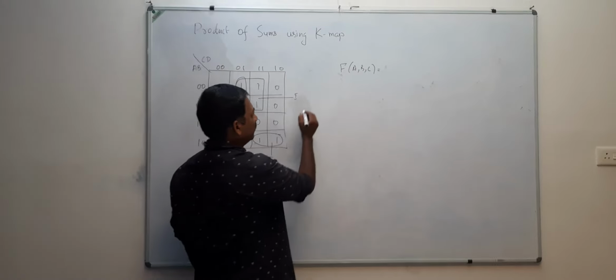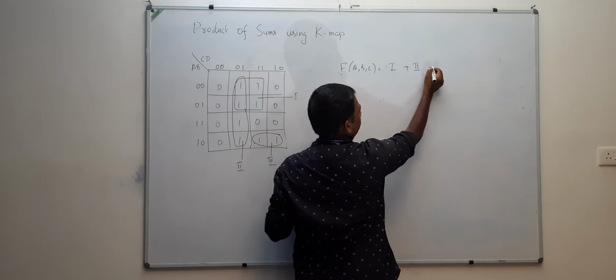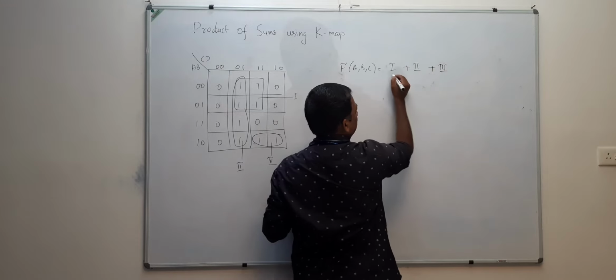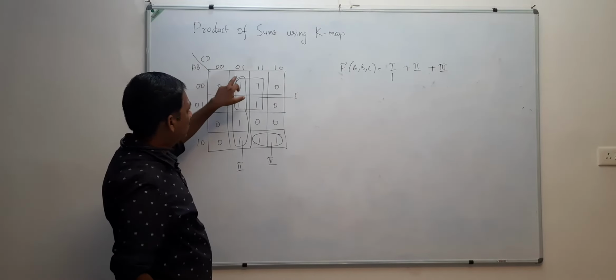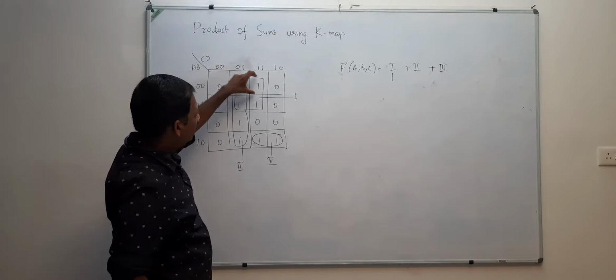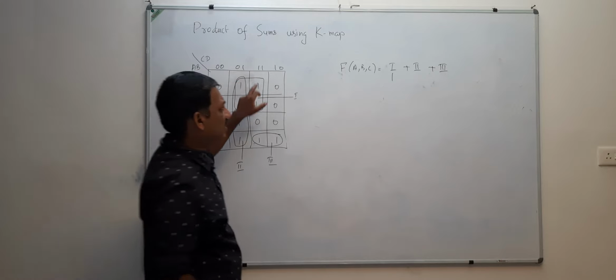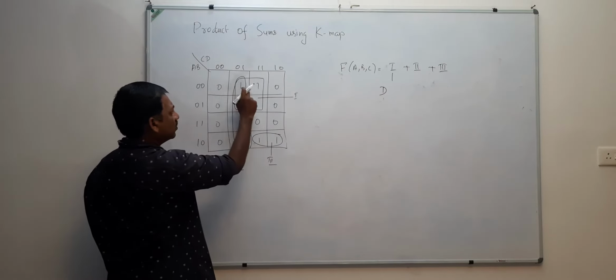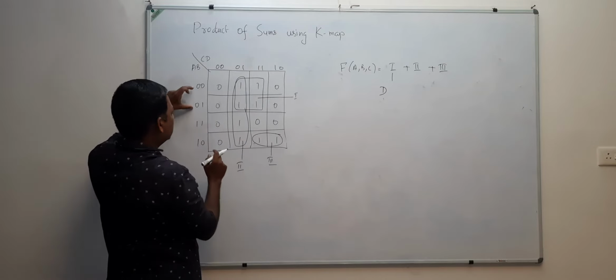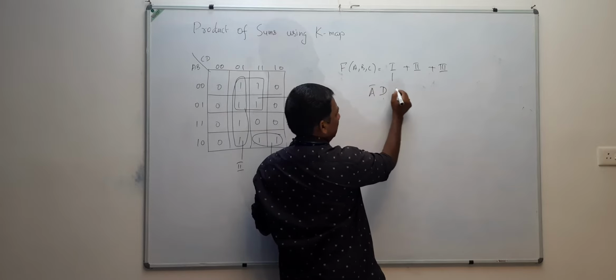That means the first one is 1 plus 2 plus 3. What is 1? 1 is from this column to this column, 0 1 to 1 1. What remains the same is D. That means D, and from this row to this row, what remains the same? That means A bar. So this is A bar D.